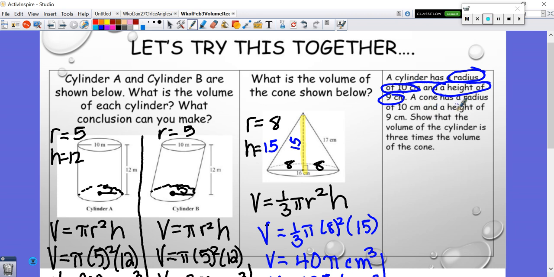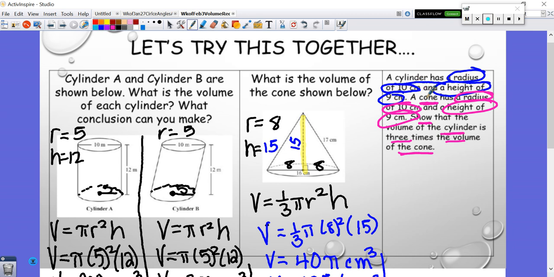Now it says a cone, and I'm going to do a different color so you can see what I'm doing. A cone, so this is about a cone now, has a radius of 10 centimeters. That's important. Well, that's what it's saying about the cone. And also about the cone, it has a height of 9 centimeters. So it says, show that the volume of a cylinder is 3 times the volume of the cone. So we just need to do the math. So we want to show that the volume of the cylinder is 3 times the volume of the cone.